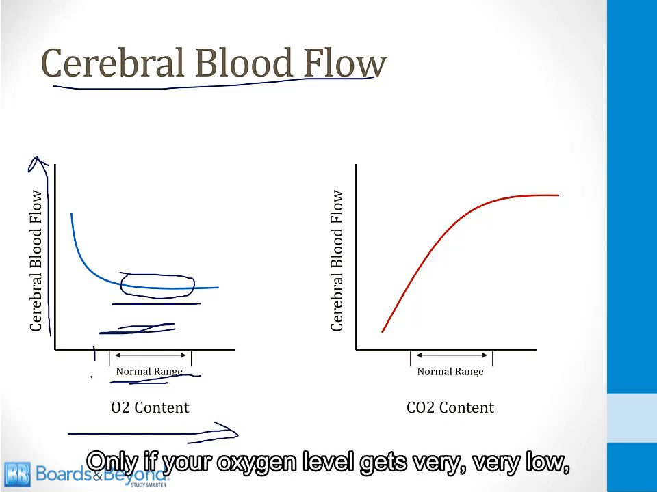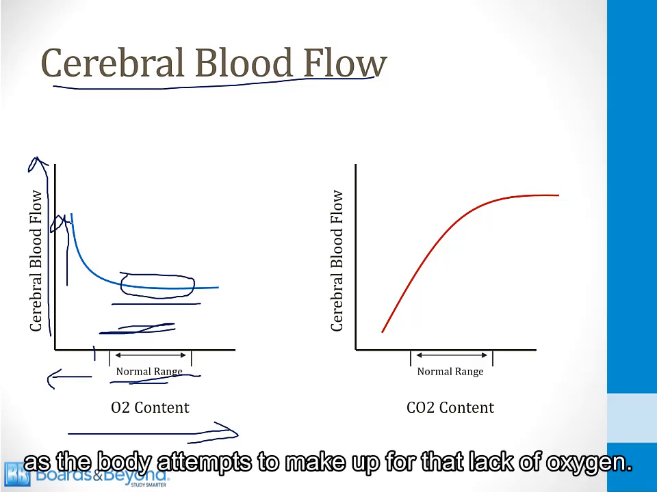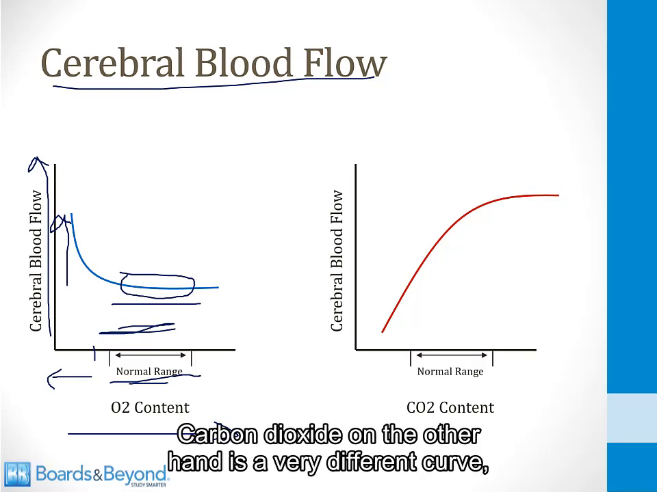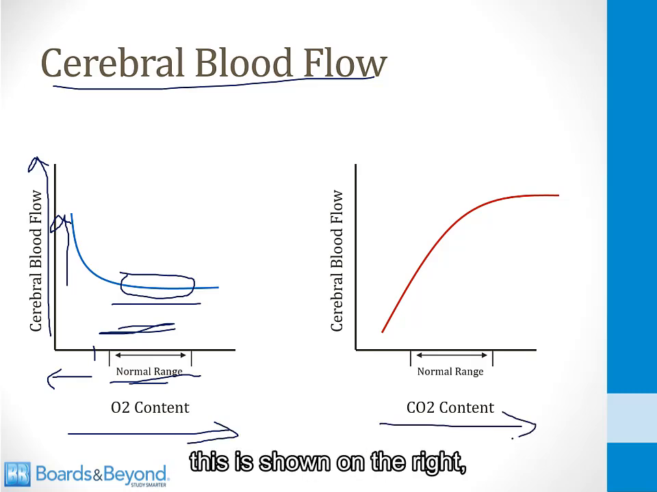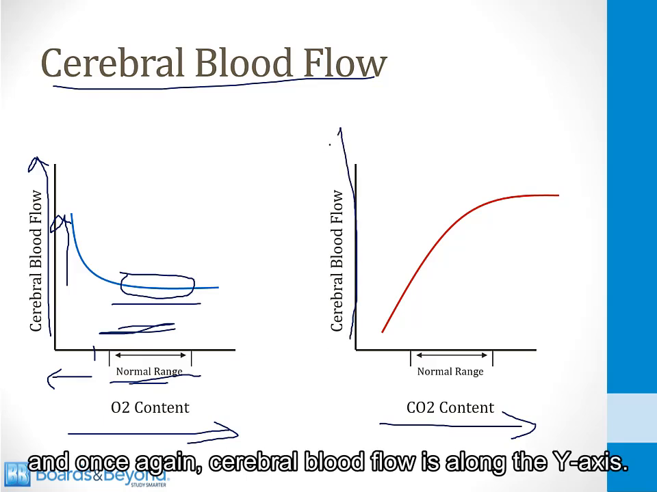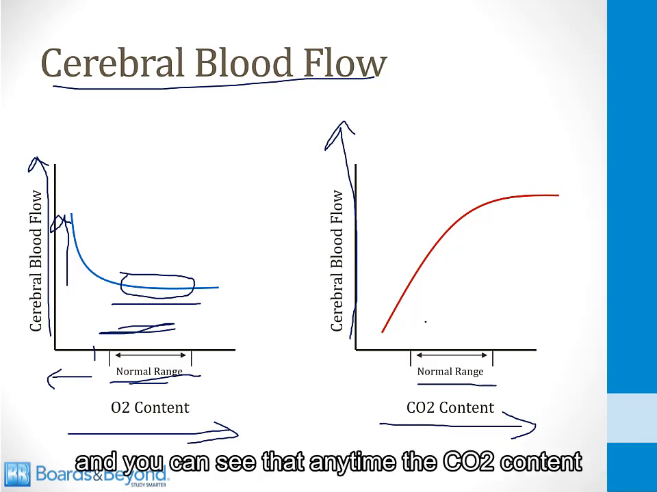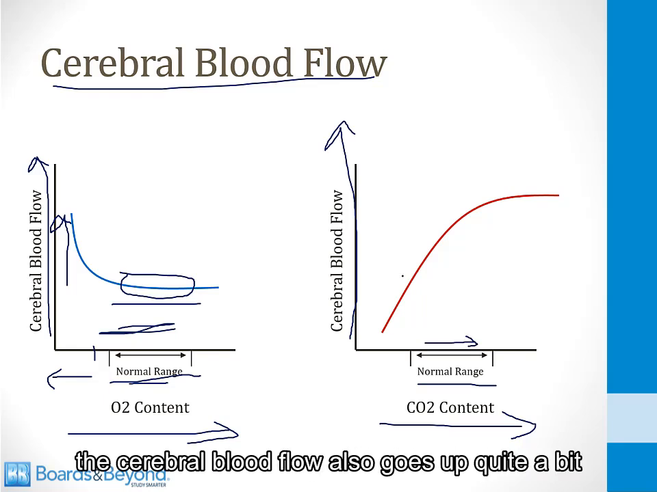Only if your oxygen level gets very, very low will you start to see a rise in the cerebral blood flow as the body attempts to make up for that lack of oxygen. Carbon dioxide, on the other hand, has a very different curve. This is shown on the right. Carbon dioxide level is along the x-axis, and once again, cerebral blood flow is along the y-axis. And this is the normal range of CO2 content of blood.